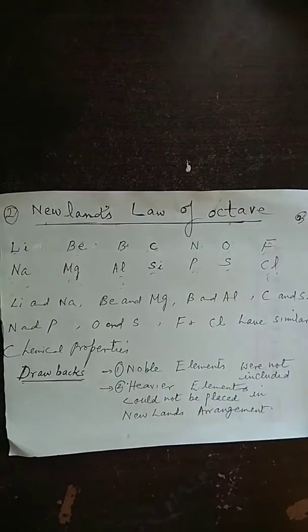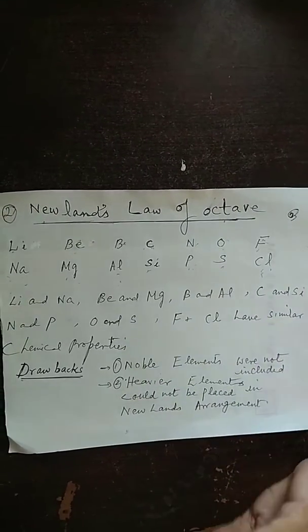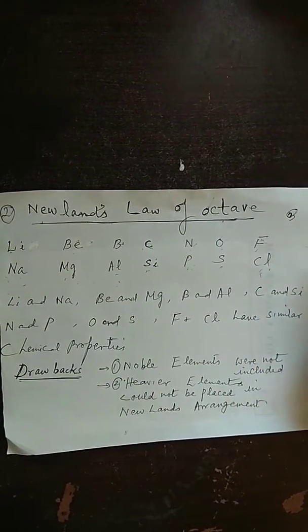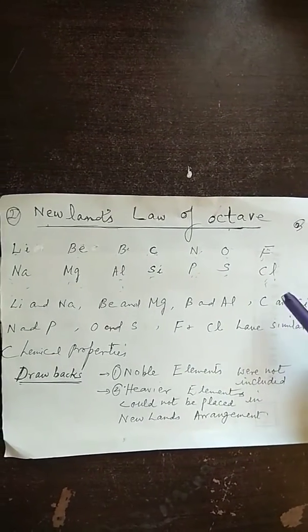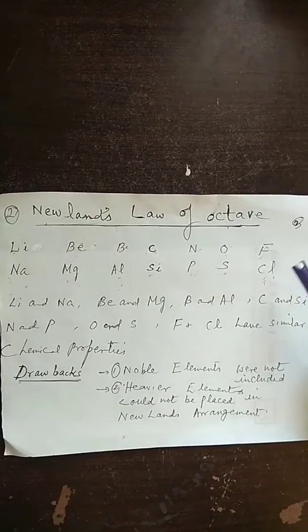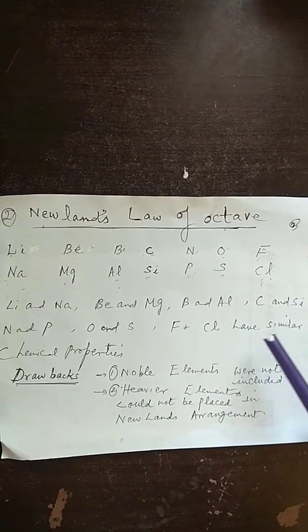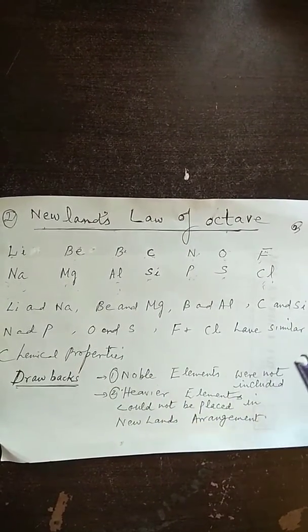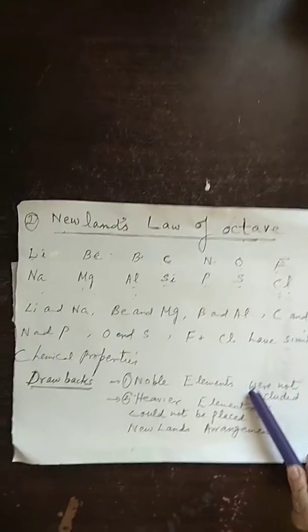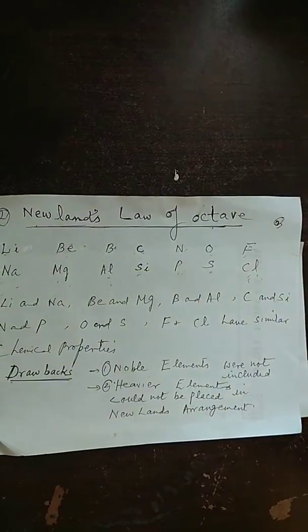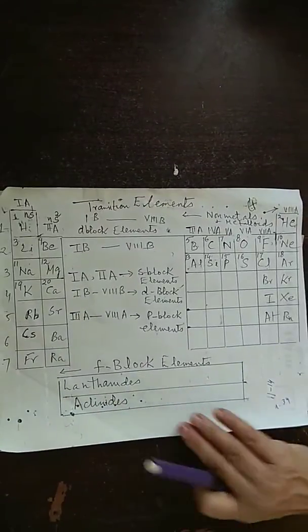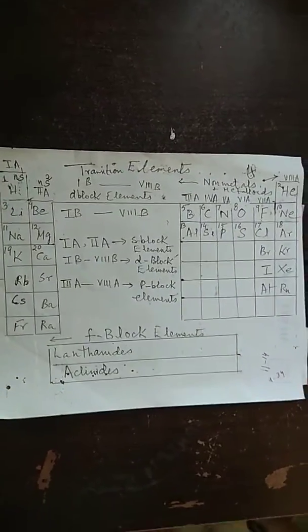So after a lot of research work, it was found out that the physical and chemical properties of elements depend on their atomic number. So the modern periodic law is: the physical and chemical properties of the elements are the periodic function of their atomic number, not their atomic masses. So on this basis, the modern periodic table was designed, right?